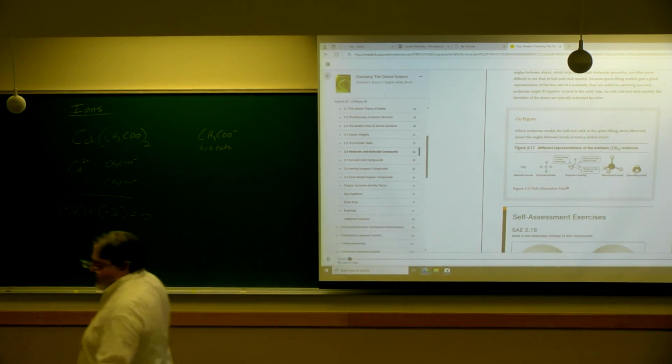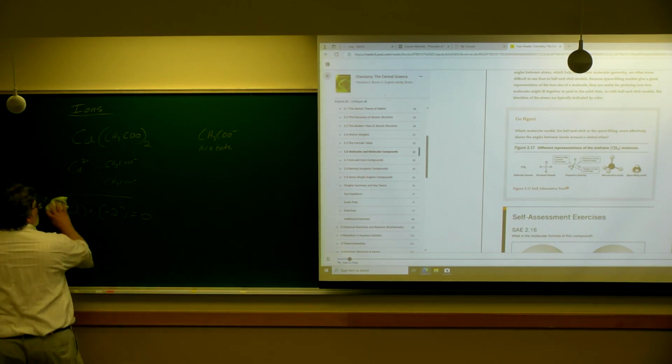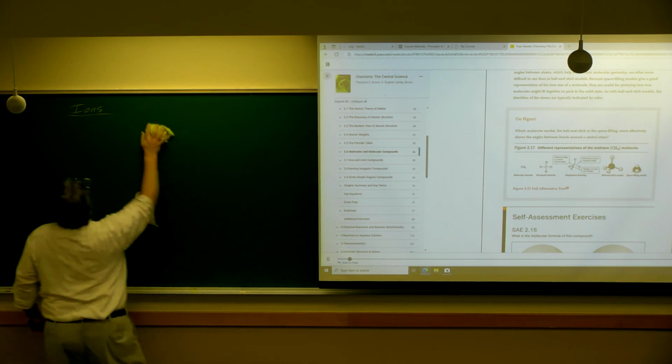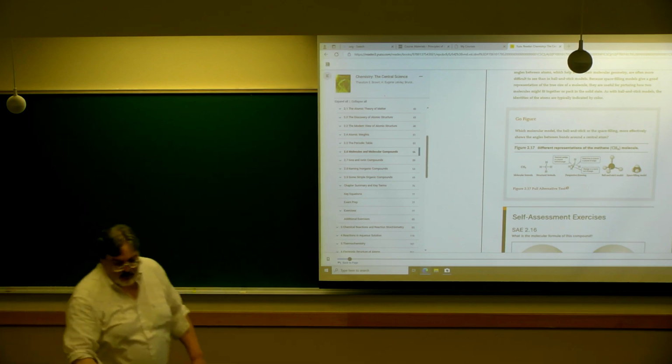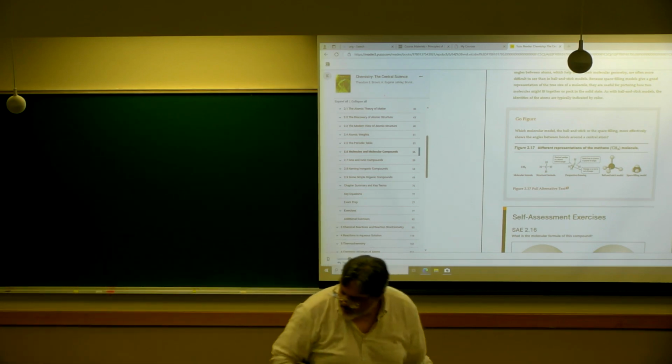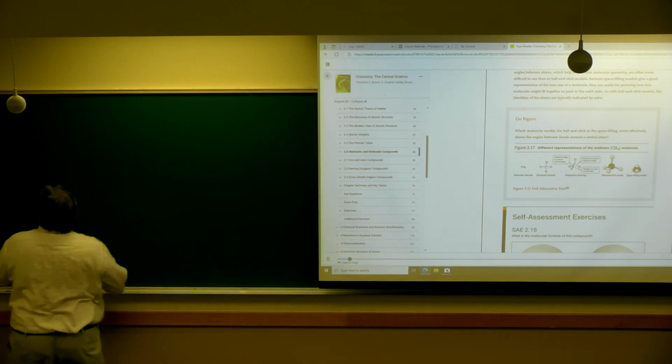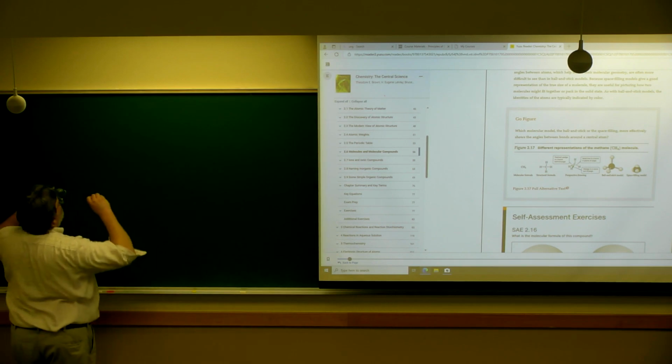Backing way up here, I said this will help, at least when you're reading the book, in a lot of cases. I mentioned the empirical formula, the molecular formula. Let me come up with an example.